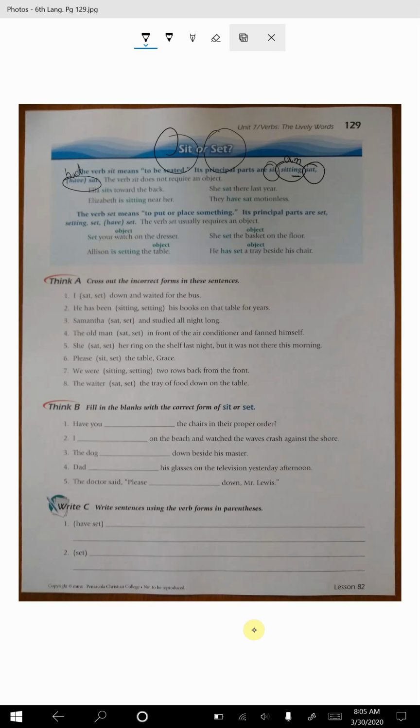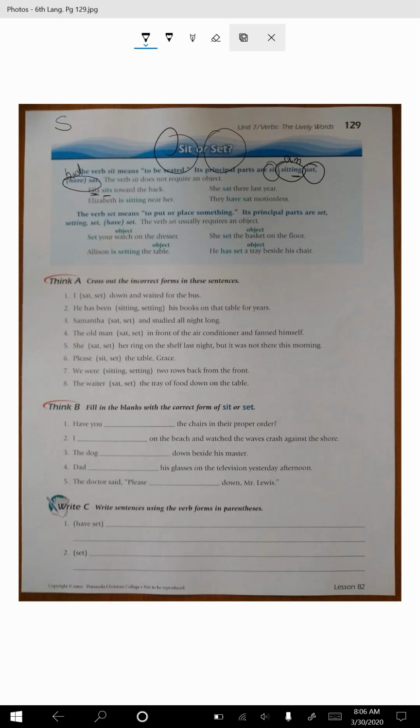So Elizabeth sits. The S doesn't change anything. Ella sits toward the back. Remember, this is just a review since this is an easy day. Ella is a singular noun, right? Just one person. So sits is also singular. Remember, in the world of verbs, the S makes it singular. It's the opposite of nouns. Nouns that end in an S are plural. Verbs that end in an S are singular.